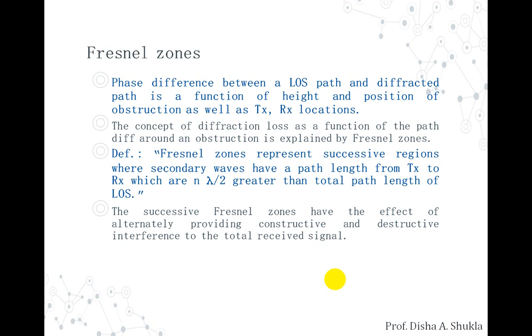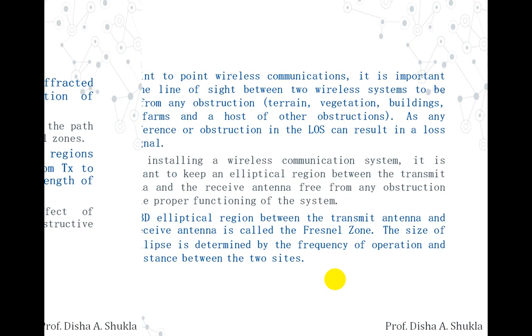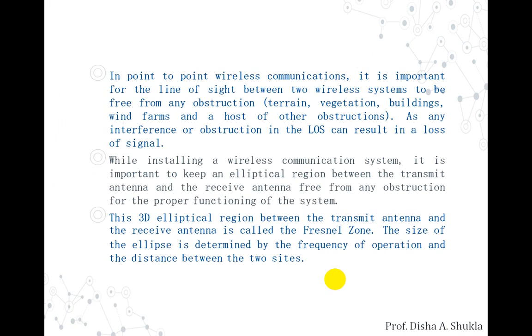The Fresnel zone represents the successive regions where the secondary waves have a path length from Tx to Rx which is n lambda by 2 greater than the total path length of the line of sight. The successive Fresnel zones have the effect of alternately providing constructive and destructive interference to the total received signal. In a point-to-point wireless communication, it is important for the line of sight between the two wireless systems to be free from any obstruction.